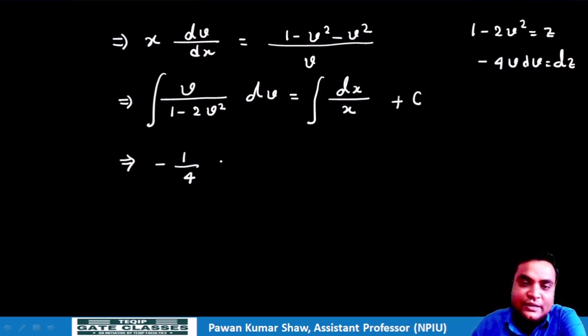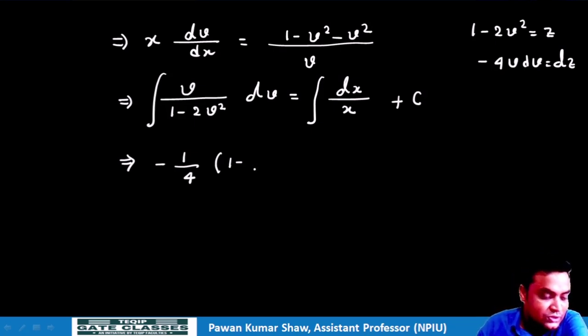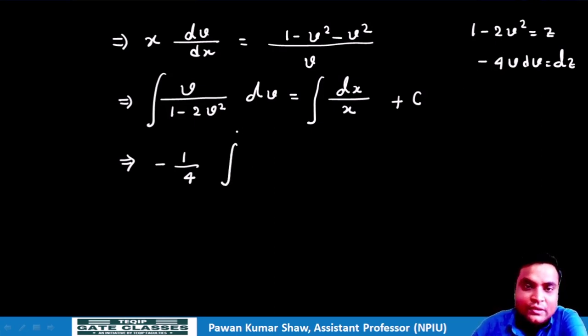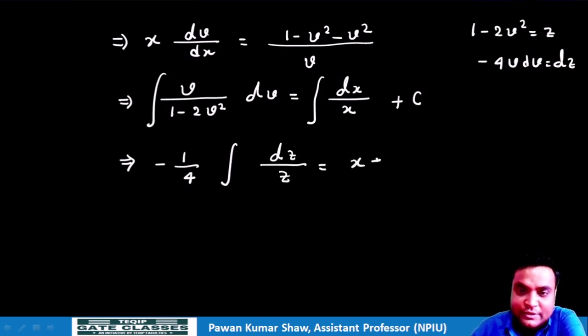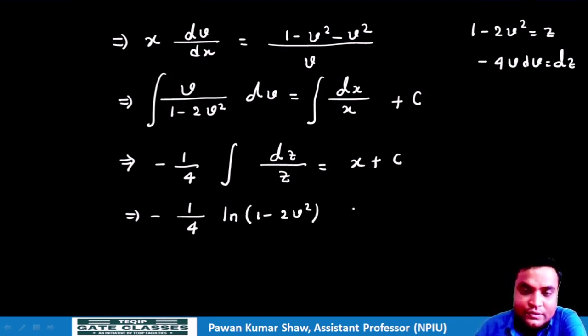So हम क्या लिख सकते हैं यहाँ पर, okay, better to write in this form. v dv will be our dz and the denominator will be our z, and here x plus c. So minus 1 by 4. Now this is a log z, so we can write log z. Z, what is z? Z is our 1 minus 2b square is equal to x plus c.